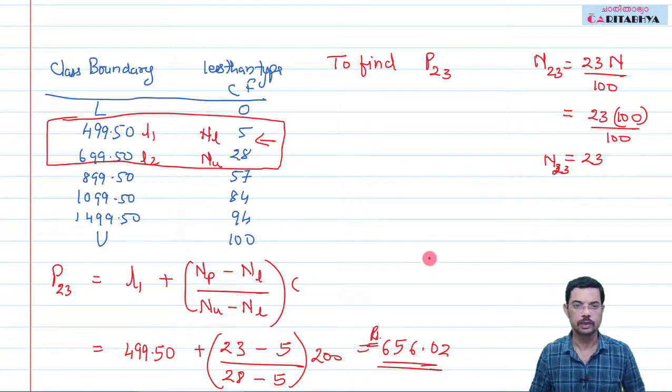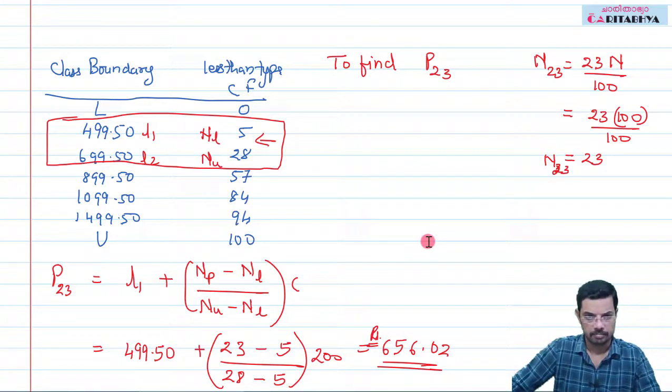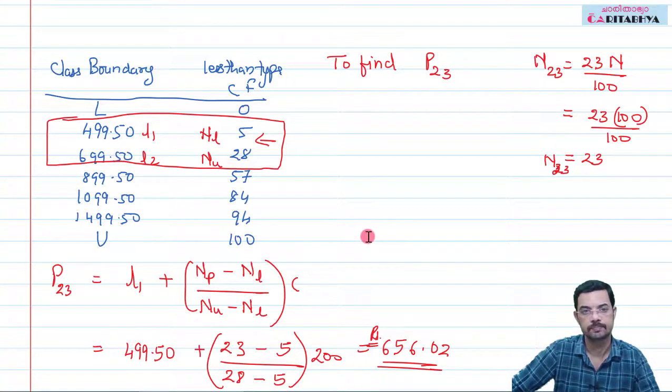So we know how to find out the percentiles, deciles, and the median. We know how to find the median, the quartiles, and the percentiles. All these are called fractiles. They divide the whole data into different fractions or partitions.